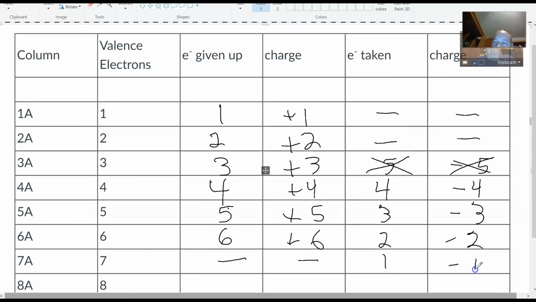Okay? Now, in column 8A, I have all of my spots filled, so I'm not either going to give up or take electrons, so I'm not going to do anything in that column. So we've got this nice little table here. I'm going to have to go to the next video, but we've completed this little table, and this should have cemented in our brain how this all works. So go to the next video, and we'll pick up from there.